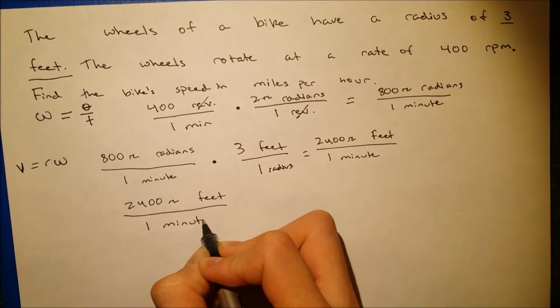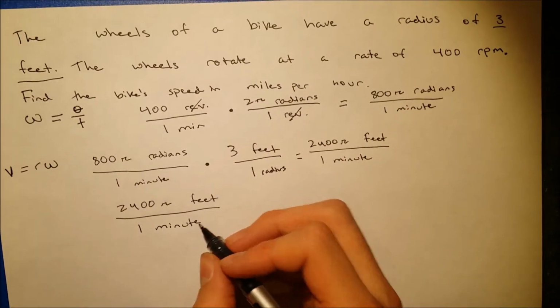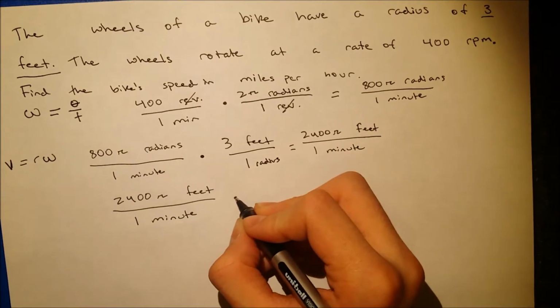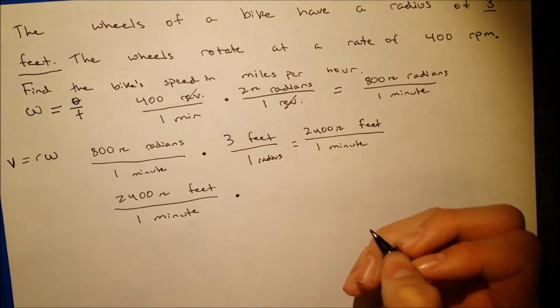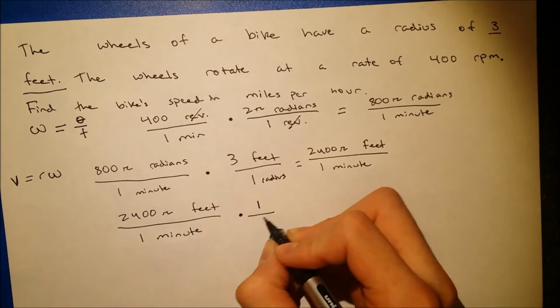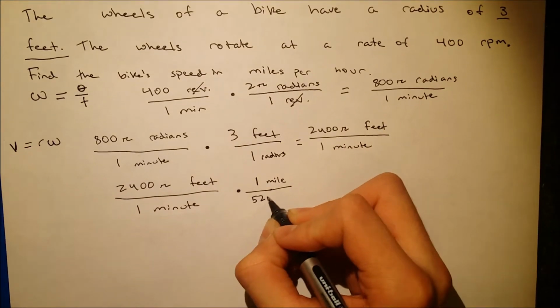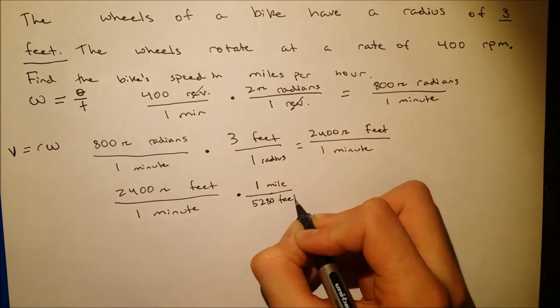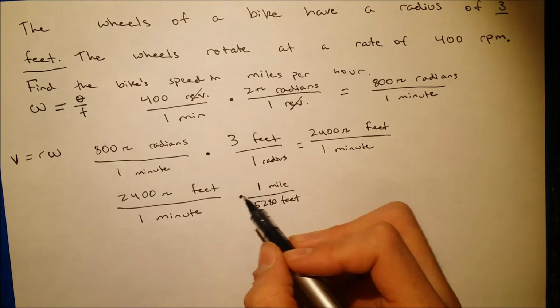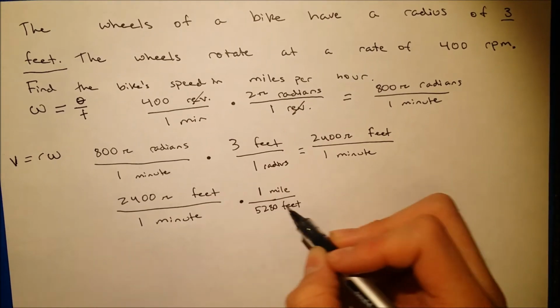We need to get everything to cancel out. So let's start with converting feet to miles. Since there are 5,280 feet in 1 mile, we need to multiply this by 1 mile over 5,280 feet. Or in other words, we would be dividing this amount of feet by 5,280.